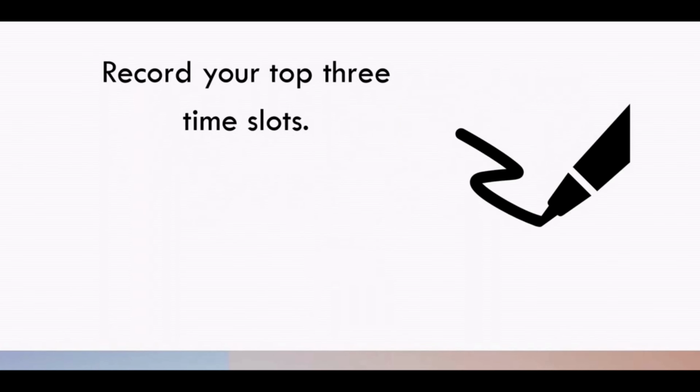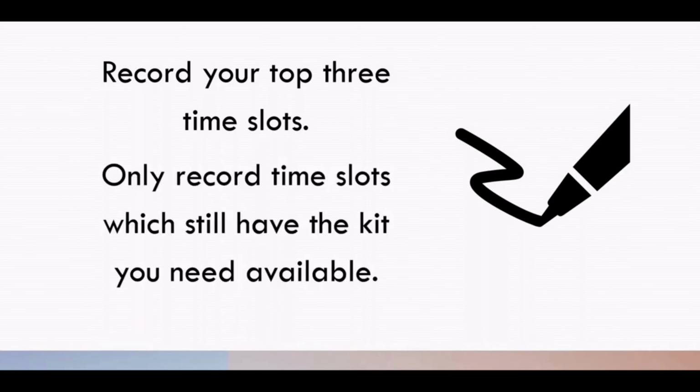Looking at the kit and supply schedule for your distribution center, you should record your top 3 preferred time slots during which you would like to participate in the ABE program. As time slots are requested, they will become unavailable, so make sure to only request time slots where one of the kits you need has yet to be reserved.